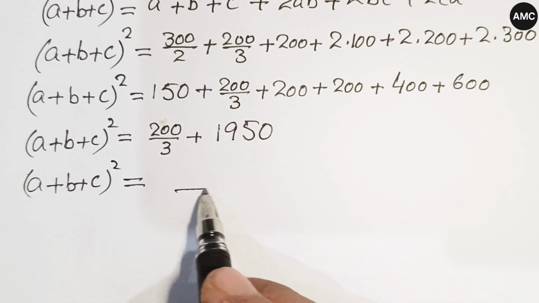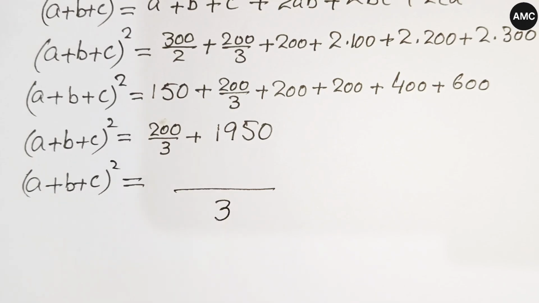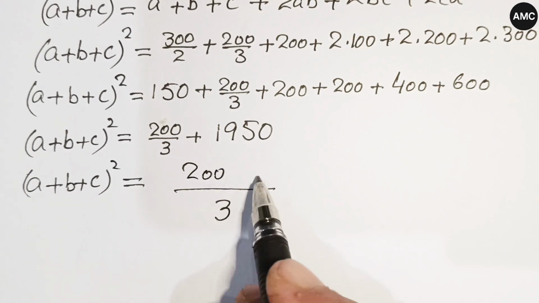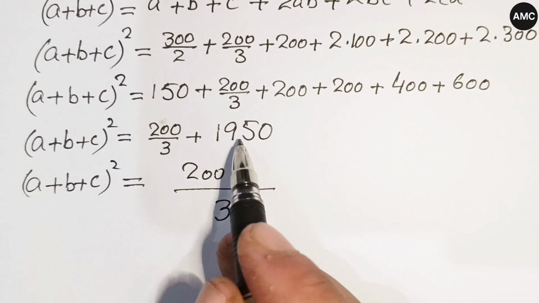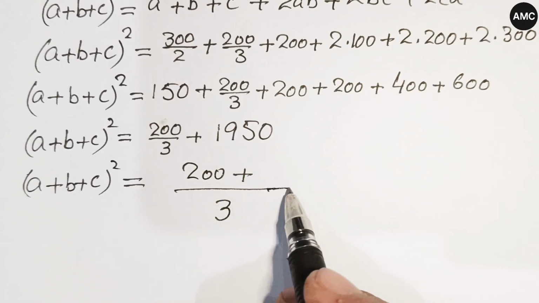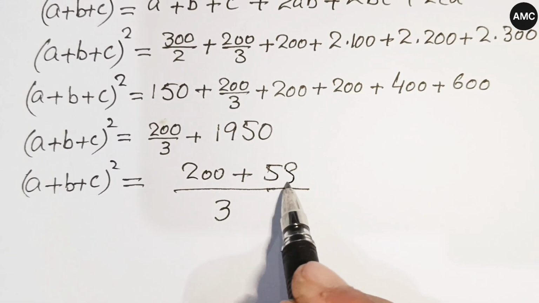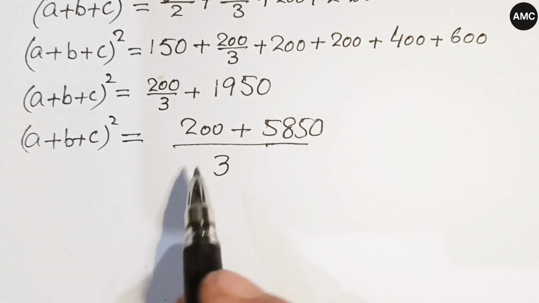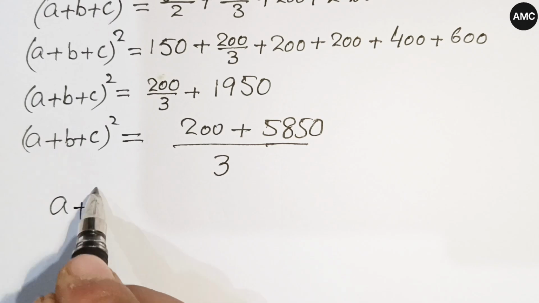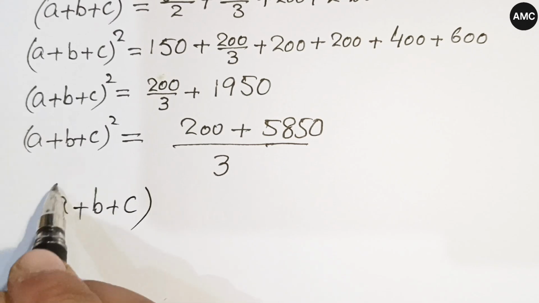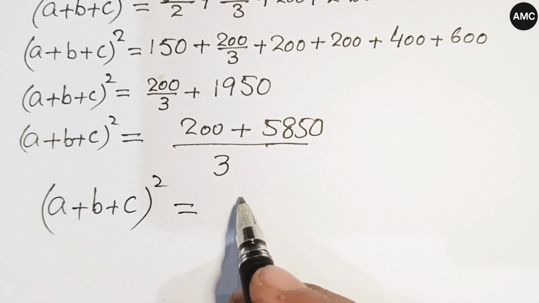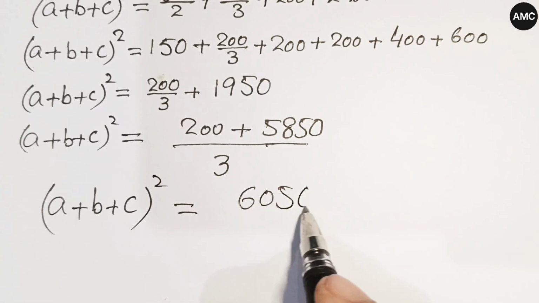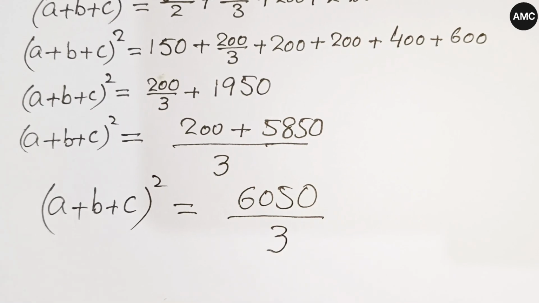now if we just take 3 as the least common multiple, so we get 200 plus 1950 times 3, we have 5850. Now adding these two terms, we get (a + b + c)² is equal to 6050 all over 3.